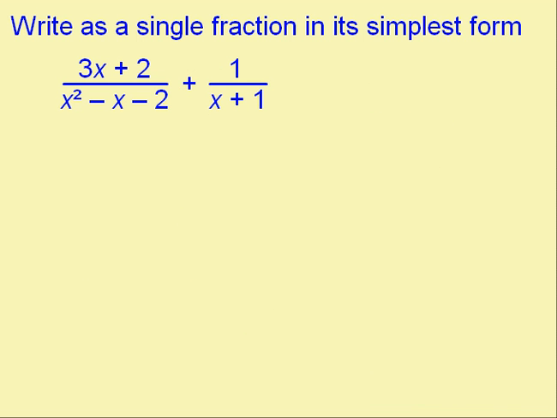Finally, here's one more question for you to try. Press pause and have a go. When you're ready, press play. Here's the answer.